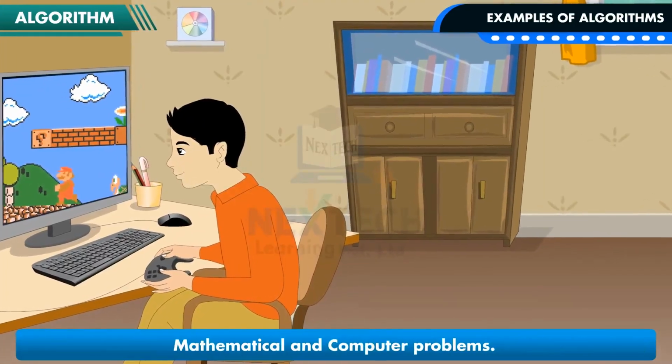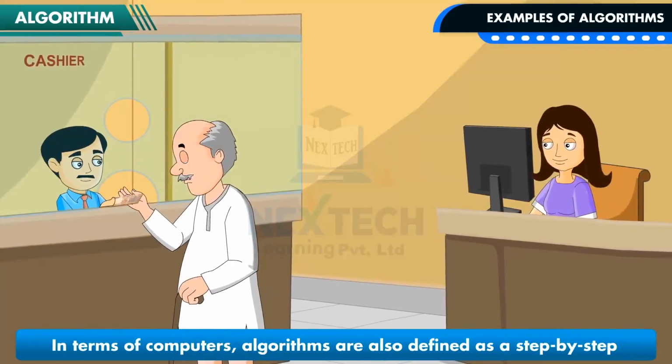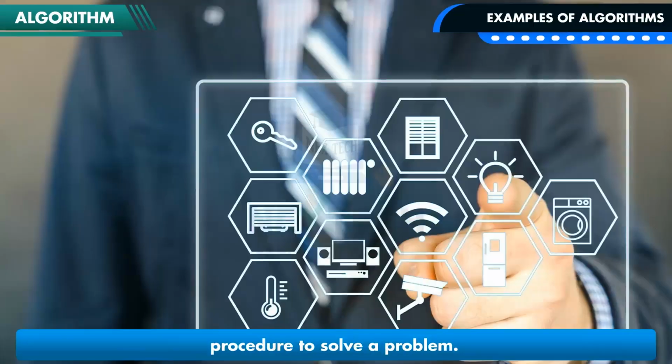Although real-life examples are good to understand how an algorithm works, algorithms find the most common uses in solving mathematical and computer problems. In terms of computers, algorithms are also defined as a step-by-step procedure to solve a problem.